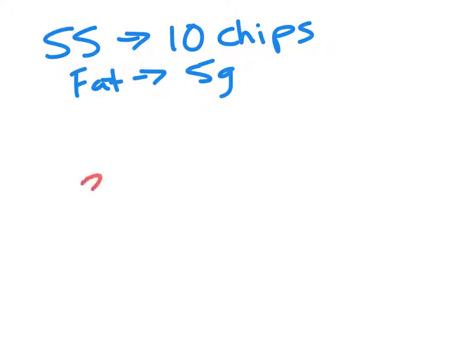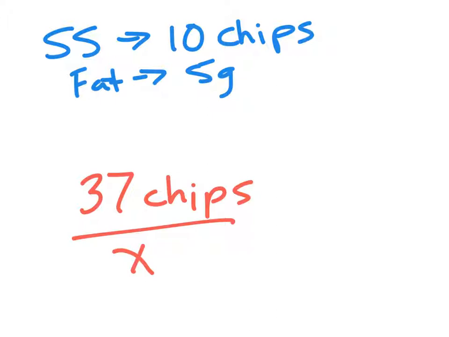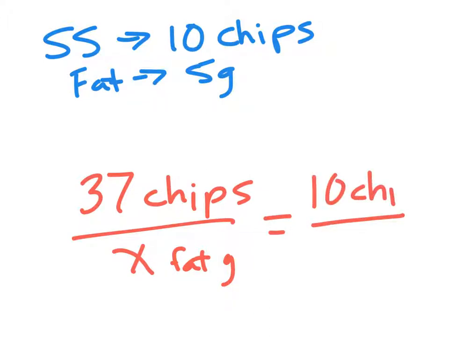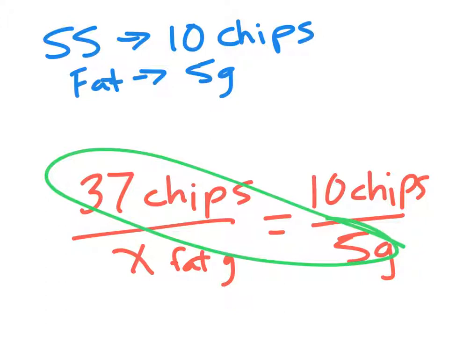So what we can do is say, okay, if I had 37 chips, how many fat grams did I consume? Well, we can figure that out because based on this serving size, since 10 chips contain 5 grams, that's our known. So we can just use our normal method of cross multiplication. 37 times 5 gives us 185. Dividing that by 10 tells us that we just consumed about 18.5 grams of fat. So that is just another way that you can use that proportion method.